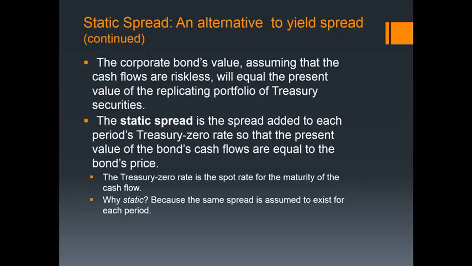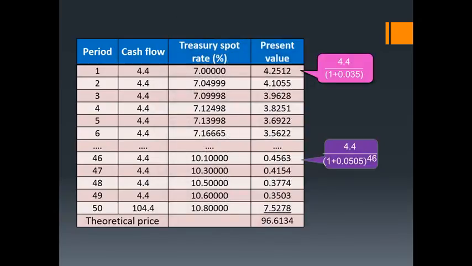Now the reason it's called the static spread is we're talking about the same number of basis points added to each position on the spot rate curve. So we're saying that this spread does not change over time, hence the word static in the description. So as you can tell, we're going to start with the spot rate curve, and we're going to try to figure out how many basis points to add to that spot rate curve so we can value the corporate bond.